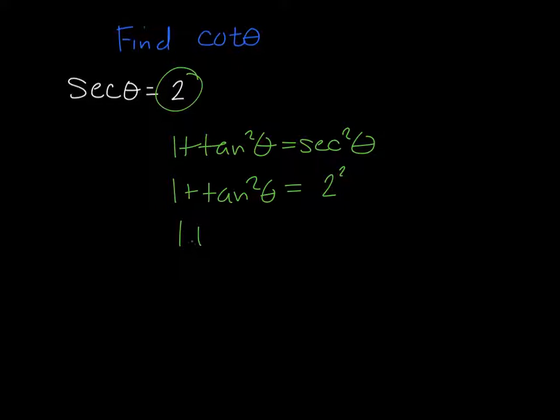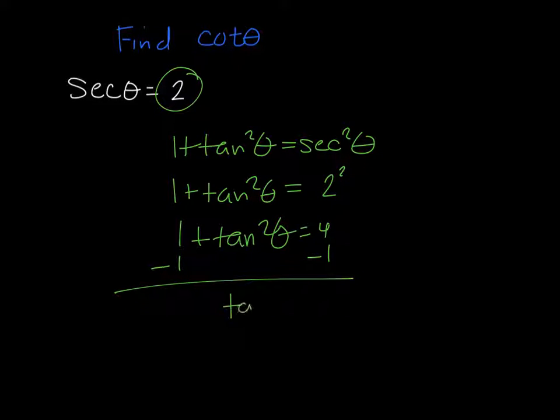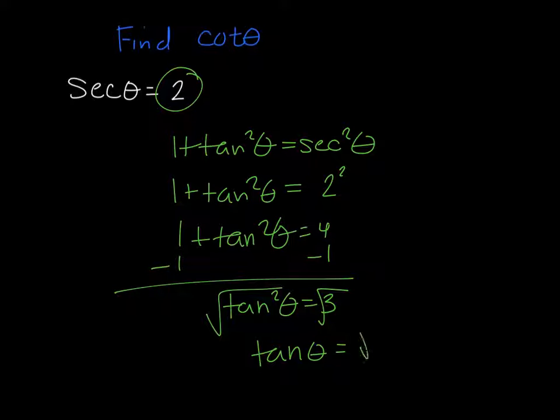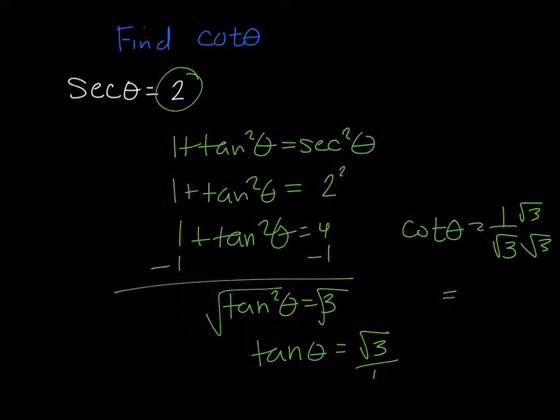So we have 1 plus tangent squared equals 4. I'm going to subtract 1 from both sides. So now tangent squared equals 3. Square root both sides. So now tangent equals the square root of 3, and that's over 1 because now I need to flip it over, because cotangent is the reciprocal, 1 over root 3. And then I can rationalize it, multiply by the square root of 3 top and bottom. So cotangent then equals root 3 over 3.